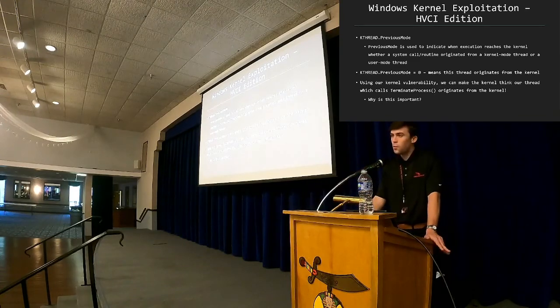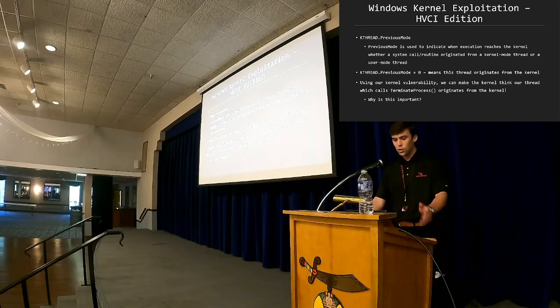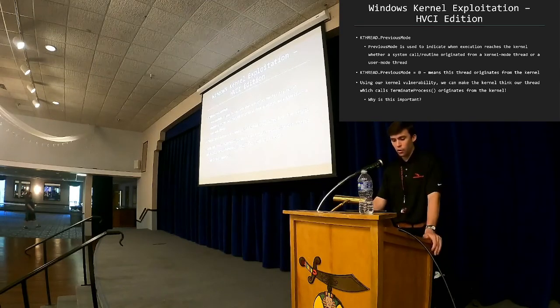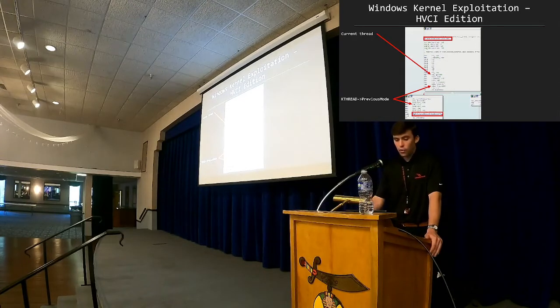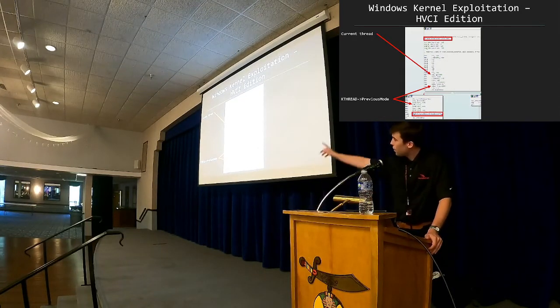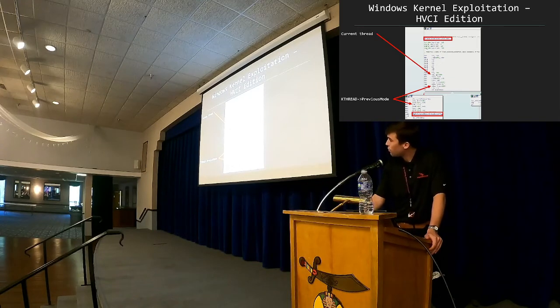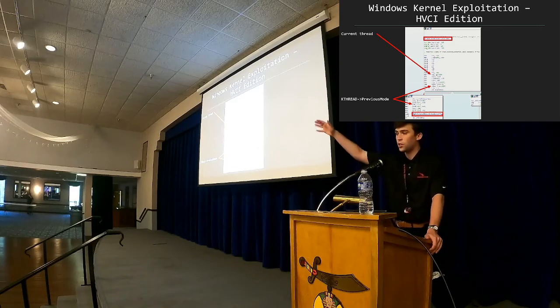Let me do some security checks. But when previous mode is 0, this means that the system call originated from the kernel itself. So what if we used our kernel vulnerability to make the kernel think the handle it needs to resolve is from the system process handle table? Well, if we look at the actual system call that's responsible for terminating a process, which in this example, in the outlined red box at the top, is NtTerminateProcess, which again, TerminateProcess is a wrapper which eventually invokes this system call routine.